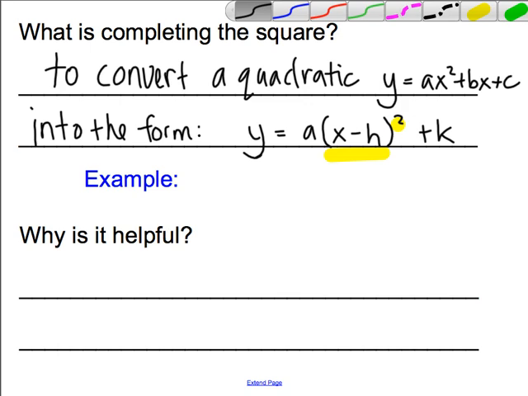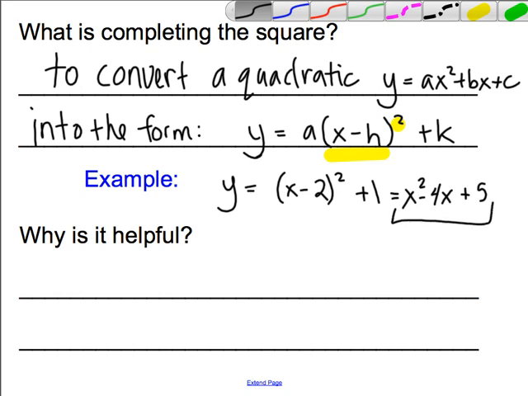So an example would be y equals (x minus 2) squared plus 1. Well, that's the same as, it might have started out as, x squared minus 4x plus 5. Those are equivalent. This is the standard form of a quadratic. This is the completed square form. And that's what we want to be able to do, convert it to completed square.